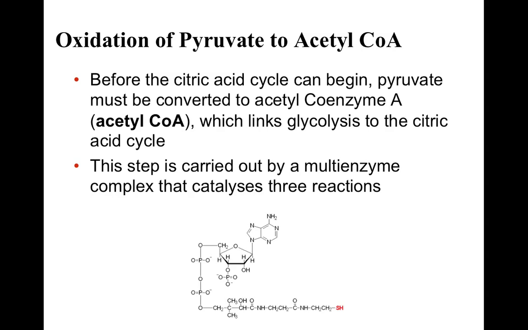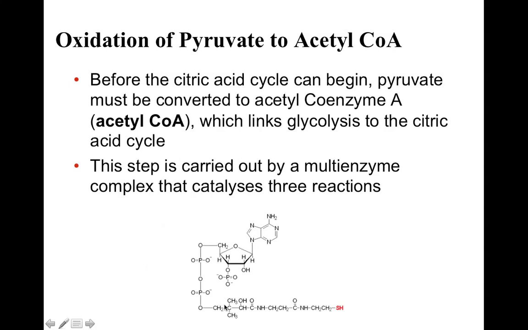So there's this sort of half step in between glycolysis and the citric acid cycle, which is called pyruvate oxidation. Sometimes it's called acetyl-CoA formation. One of those terms refers to what happens at the beginning, and one refers to what we end up with. So we need to convert pyruvate to acetyl-CoA, or acetyl coenzyme A. And this happens in 3 steps.